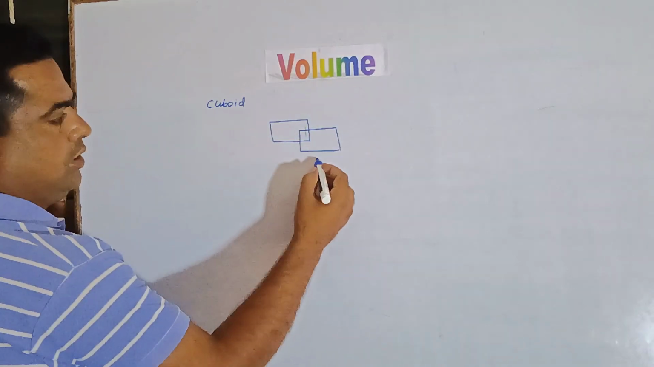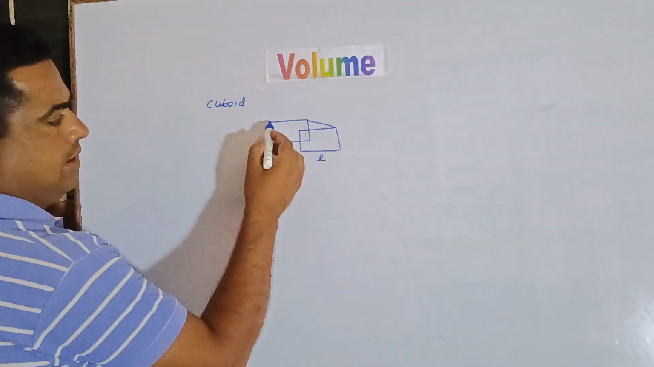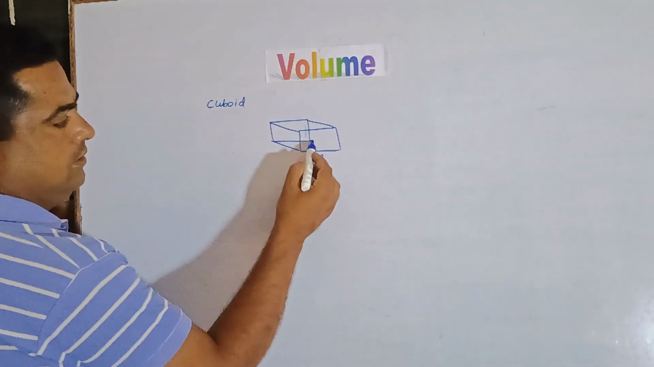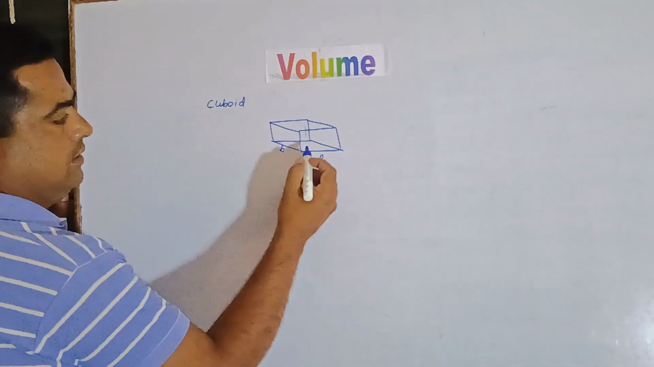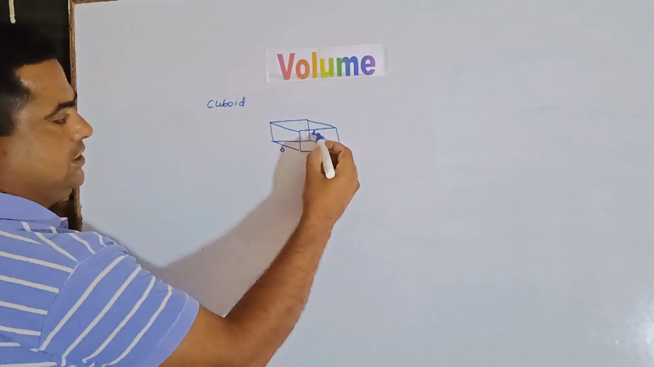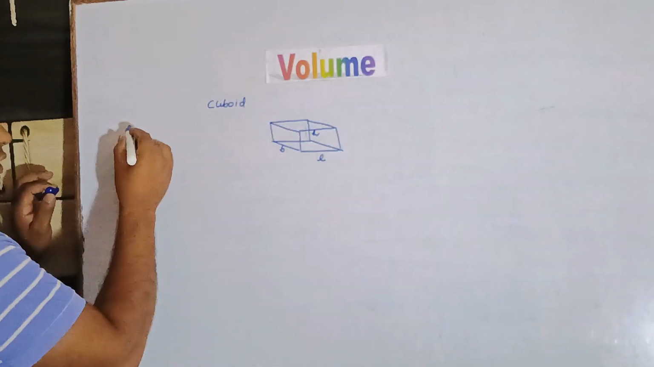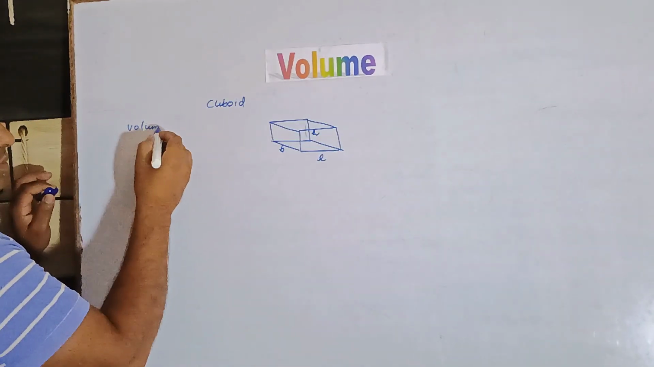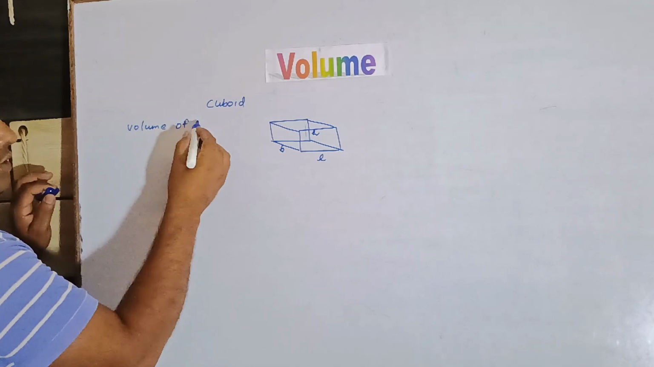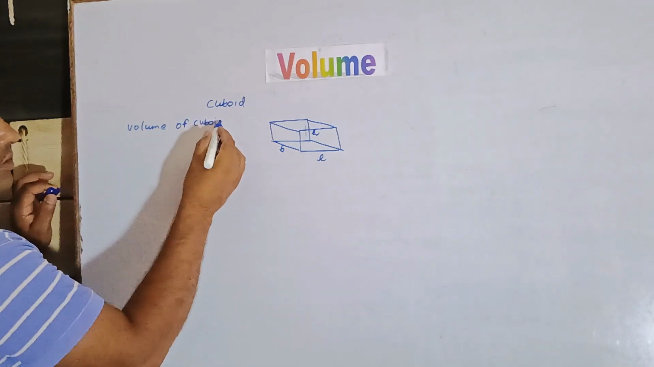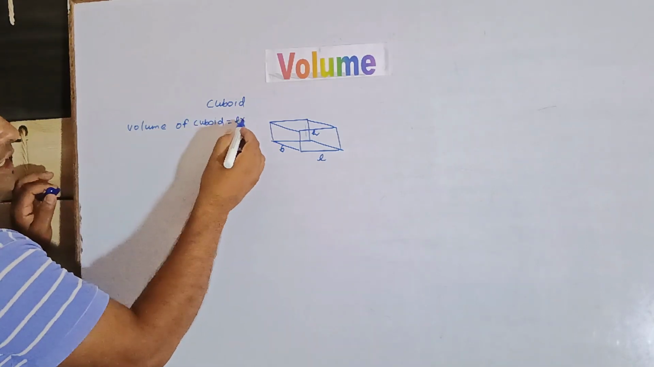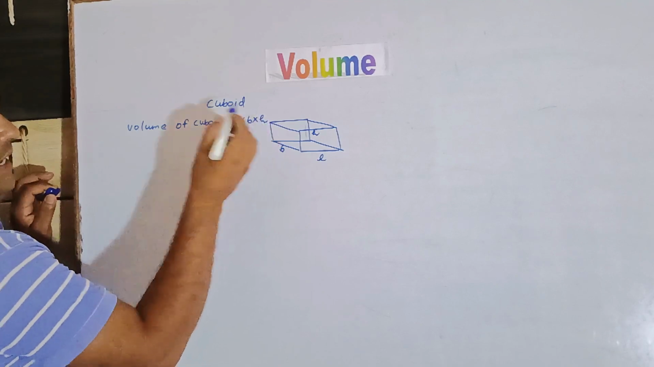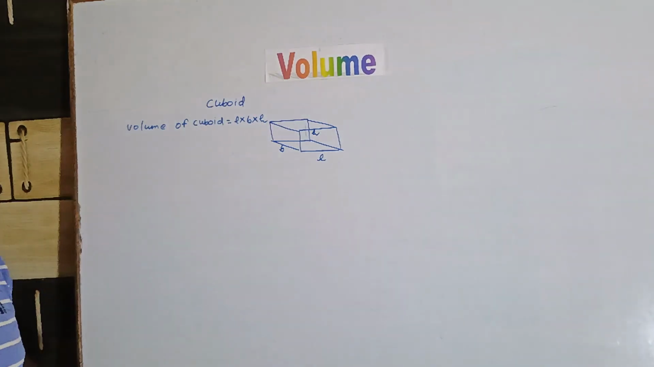If length of the cuboid be L and breadth be B and height be h, so volume of cuboid will be L into B into h. We can write length into breadth into height.